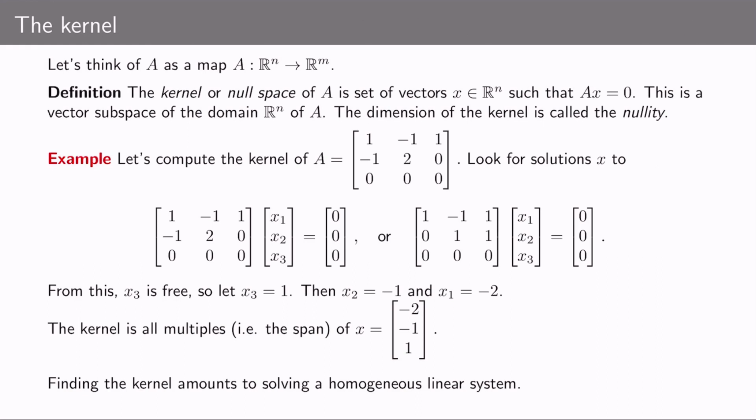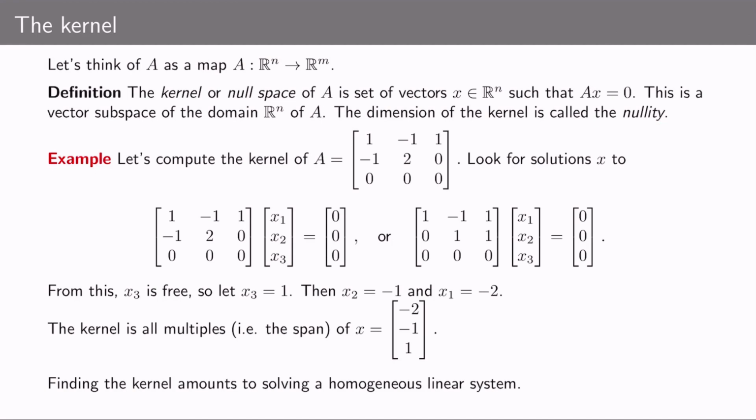Now, let's think about the kernel first. In order to talk about the kernel, I would like to adopt viewpoint number 1, where I'm thinking of a matrix A as a map from R^n to R^m. The kernel, also called the null space of A, is the set of vectors in the domain R^n that are mapped to 0, so that satisfy Ax equals 0. Here 0 is the zero vector. This is a vector subspace of the domain R^n, and since it's a vector subspace, I can talk about its dimension. The dimension of this kernel is called the nullity.